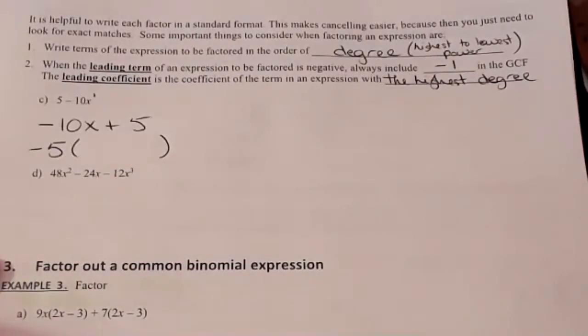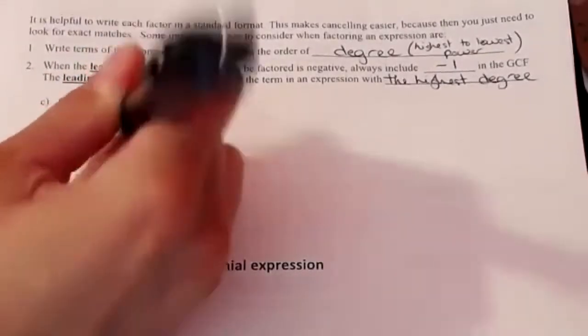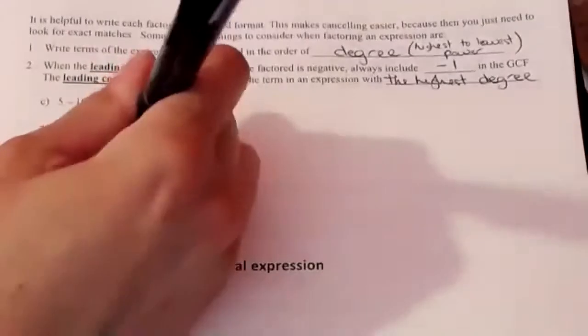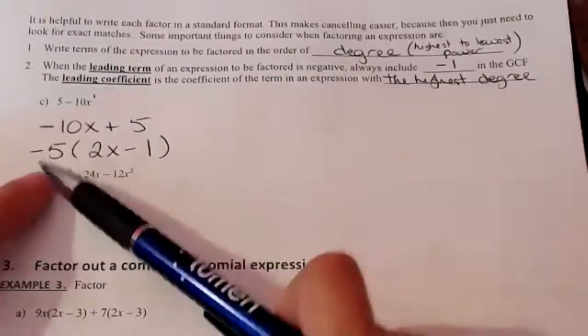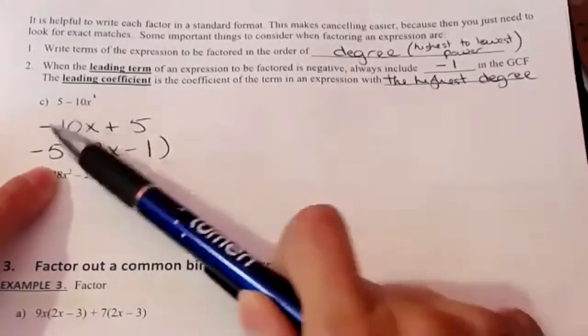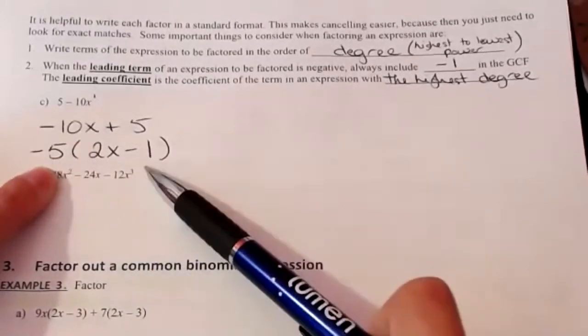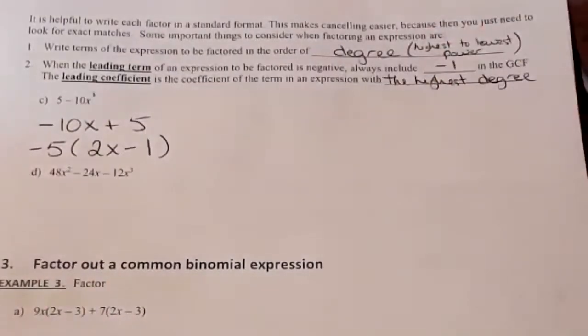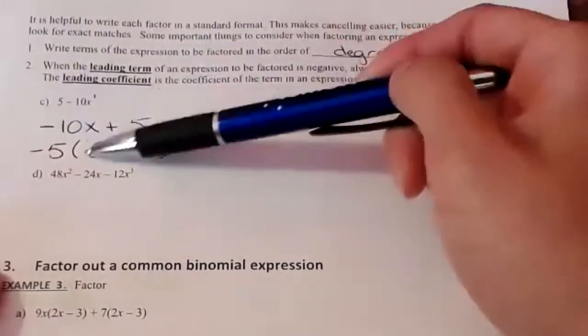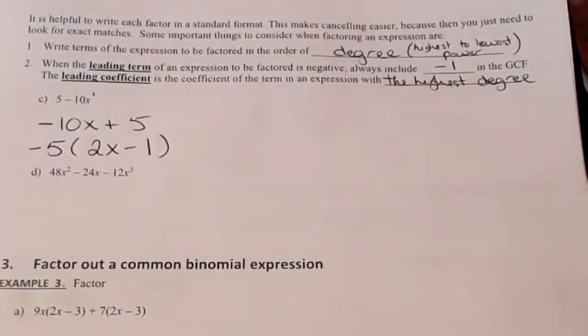Go ahead and shout it out. 2x minus 1, yes, beautiful. So we have a positive 2x minus 1, double check. -5 times a 2x is a -10x. -5 times a -1 is a +5. That's the beauty of factoring out that negative, is your signs are going to flip inside the set of parentheses.